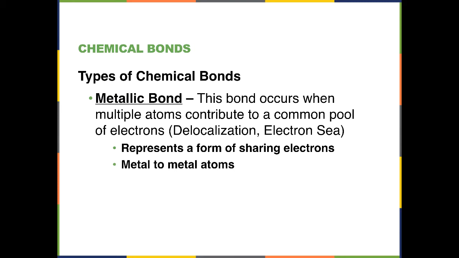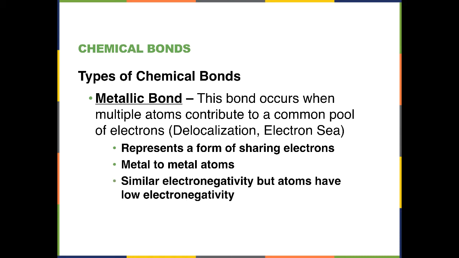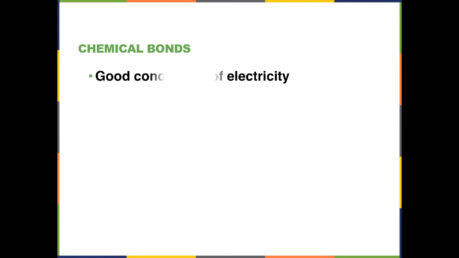It's most commonly seen when metal atoms bind to other metal atoms. And it occurs with atoms that have similar electronegativities, but generally have low electronegativities, so that instead of the covalent bond where the atoms both have high electronegativities, in this case they're similar but they're low. And the properties of these compounds occur because of the delocalization of the electrons. So for that reason, they are very good conductors of electricity. If you can imagine a substance that has electrons just freely moving, when electrons are added to that substance, they move right through as part of the delocalized pool of electrons.